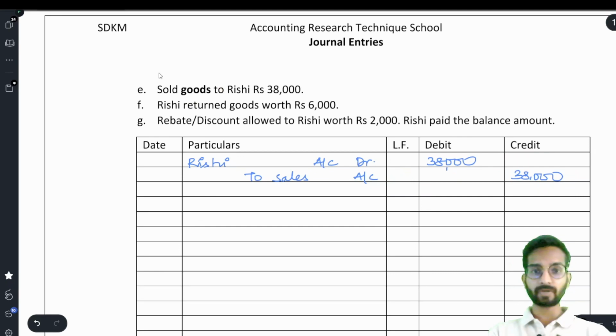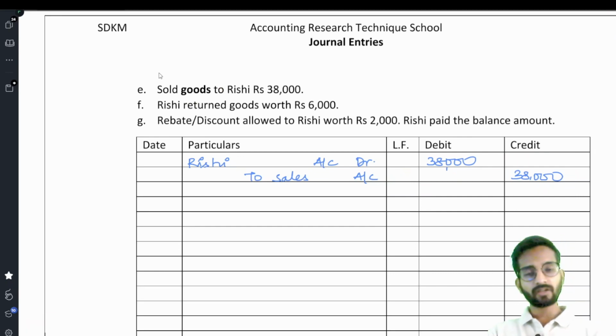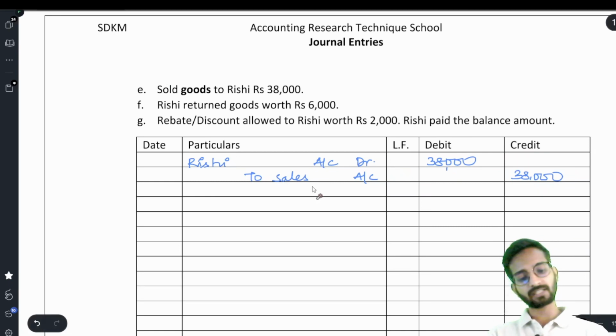That's why whenever we are purchasing anything, we write the name of that account: furniture, computer, laptop, whatever it is. But when we are purchasing goods, we will write purchase account debit. That's how if we are making any sale of goods, we will write sales account, because it is our main business. Now Rishi account debit to sales account 38,000.